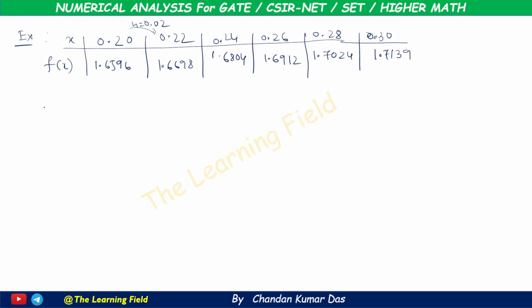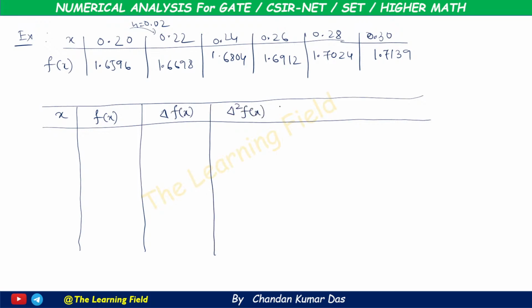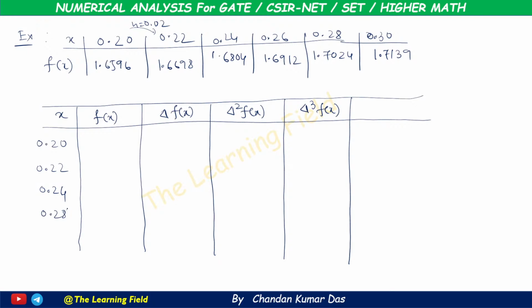x, f(x), delta f(x). Okay, so 0.20, 0.22, 0.24, 0.26, 0.28 and 0.30.